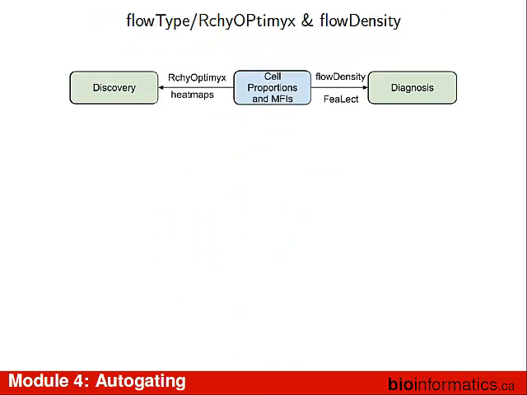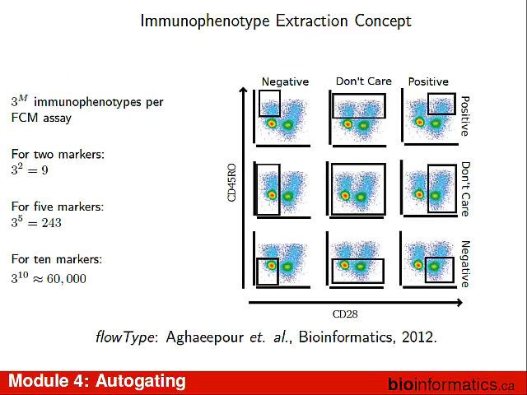So now I'm going to talk you through 2 different tools that weren't involved in the FlowCAP study because they came later, just in the last year or so. One can be used for discovery, the other for diagnosis: ArchAeoptimix and FlowDensity. I think you'll be using both of those today. Yes, you will. So the ArchAeoptimix platform is a tool for doing discovery.